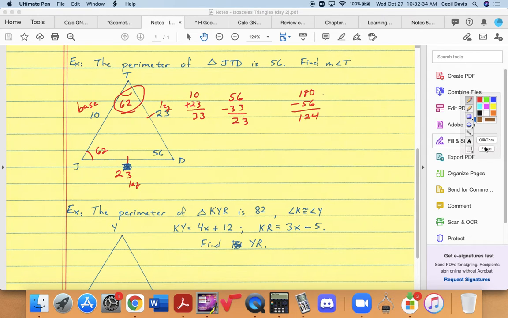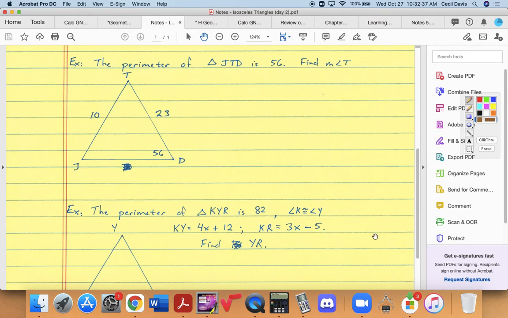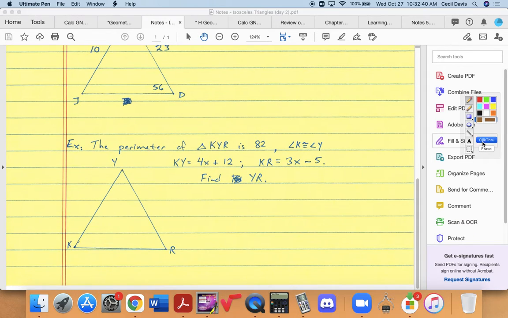All right, let's do another one involving perimeter. This one says the perimeter of triangle KYR is 82. That's not easy to put on the diagram, so I'm not going to try. It says that angle K is congruent to angle Y. So I'm going to mark that. K is congruent to Y. The length of KY is 4x plus 12. The length of KR is 3x minus 5. And it asks me to find the length of YR.